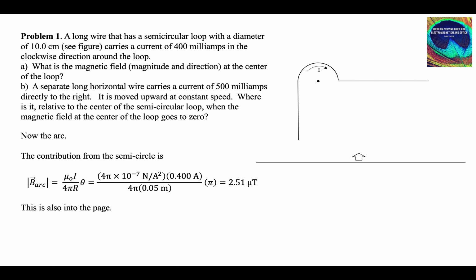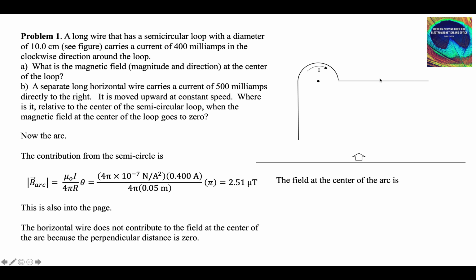Now let's look at this horizontal part of the wire. It does not contribute because it has no perpendicular distance. The field from this horizontal wire loops around the wire. Here, there's no perpendicular distance. This does not contribute. So there are the three pieces, the three fields: 0.8 microtesla into the page, 2.51 microtesla into the page, 0 microtesla. The total is 3.31 microtesla into the page. That's part A.